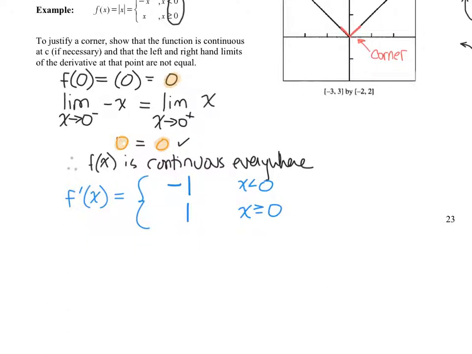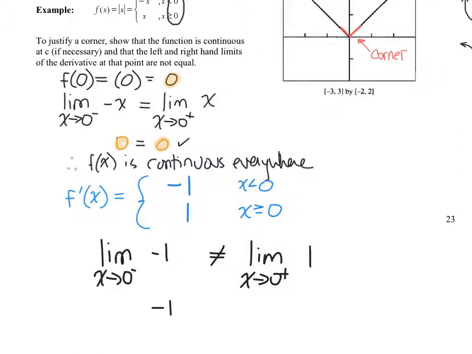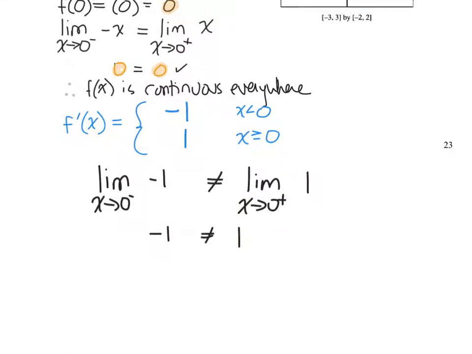So what I now want is the limit as x approaches 0 from the left of the left part of my derivative function, -1. I need to show that that's unequal if I'm going to justify a corner to the limit as x approaches 0 from the right of the right piece. -1 is unequal to +1, but they're both finite. Therefore, we're looking at a corner.